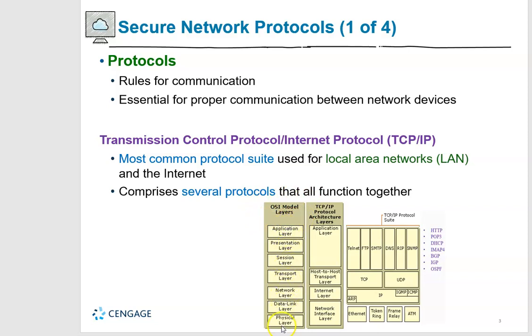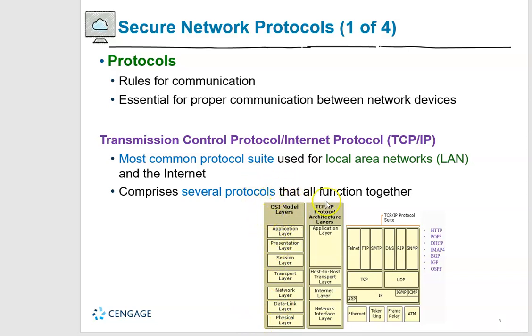And these are the 7 layers that you remember, and there are 2 mnemonics. All people seem to need data processing, if you go from the top layer down to the bottom layer. If you go the other direction, it's please do not take salami pizza away. So this is the conceptual model.